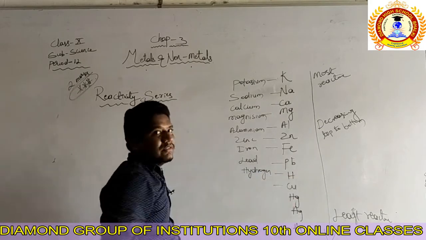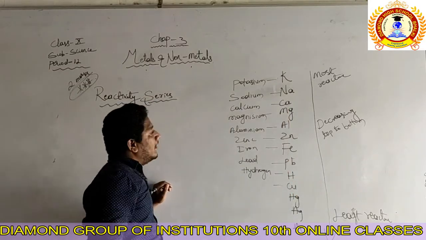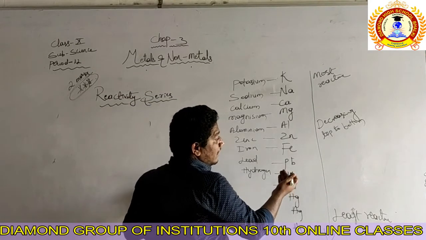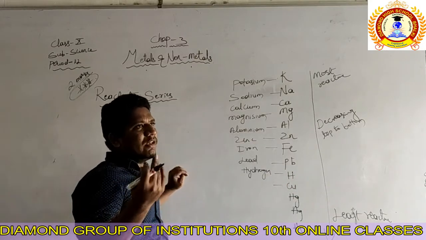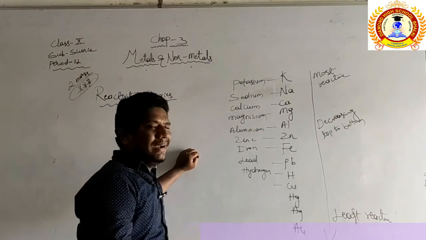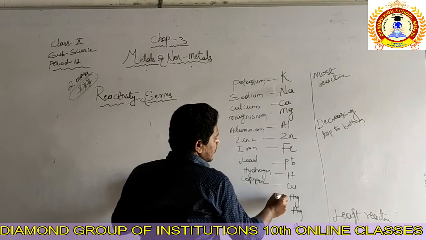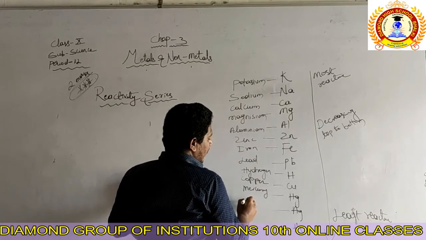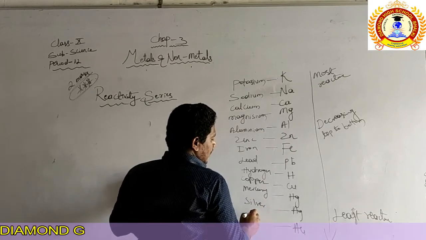Then I asked this question: H is taken in the series of the metals, right? Then I said that H is taken in case of the non-metals also. There is a reason: hydrogen acts as both. Sometimes it acts as a metal and sometimes as a non-metal, depending upon the reaction. Cu means copper. Hg means mercury. Ag means silver. Au means gold.